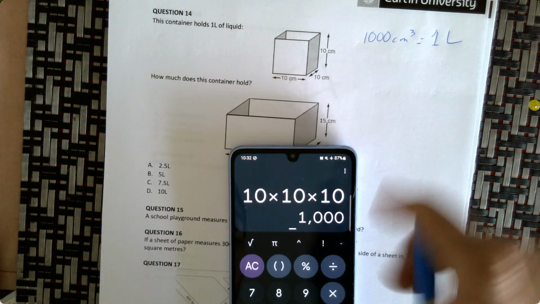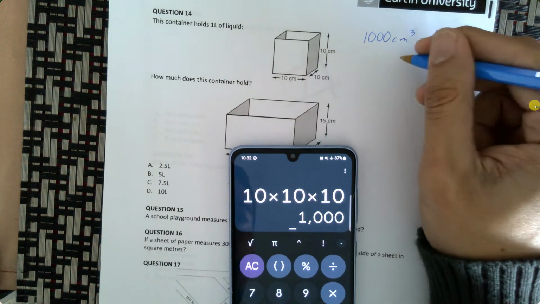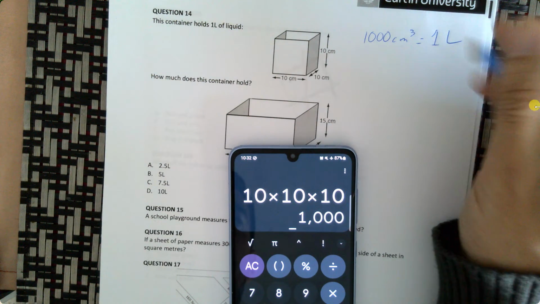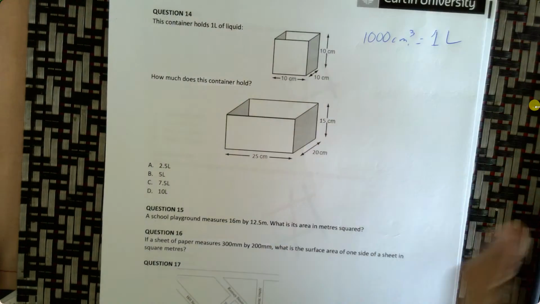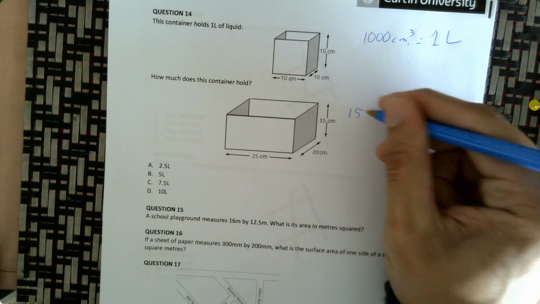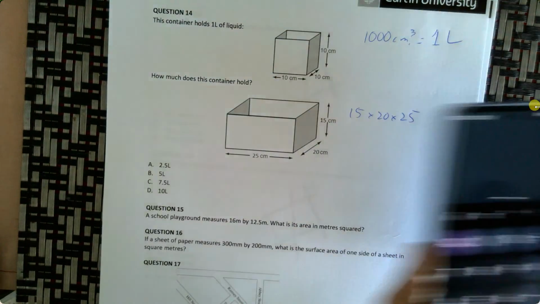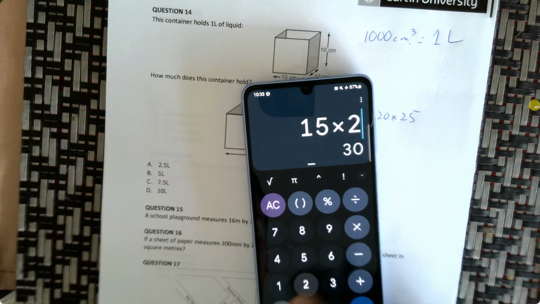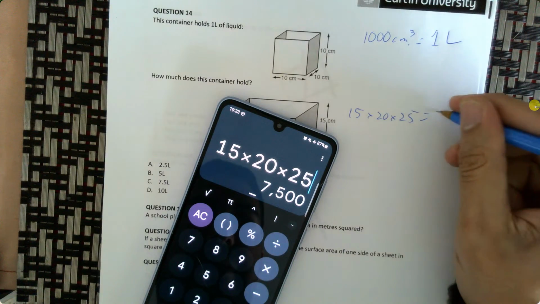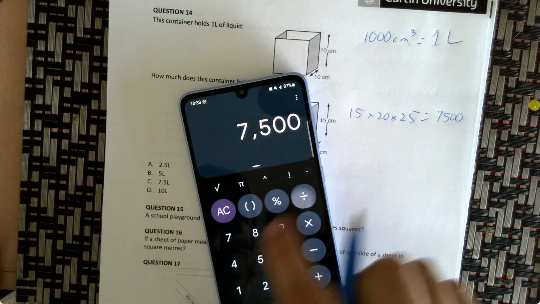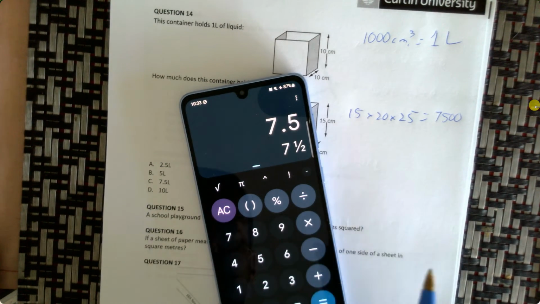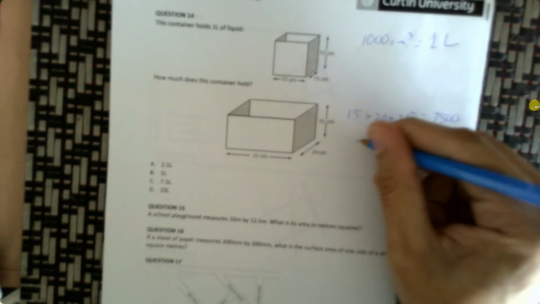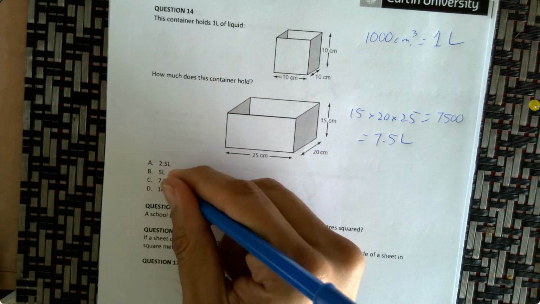Okay, because we move the decimal place across 3 times. You have to divide by 1,000 to go from cubic centimeters to litres. Divide by 1,000, you get your 1. So if I put these numbers into my calculator, I'm just going to divide by 1,000 again. 7,500 divided by 1,000. 7.5. Okay, so that is the right answer.